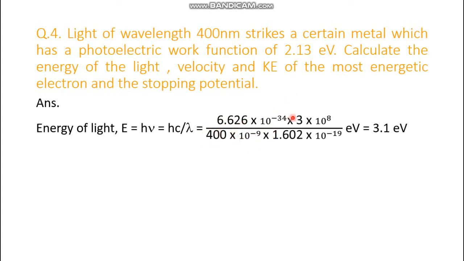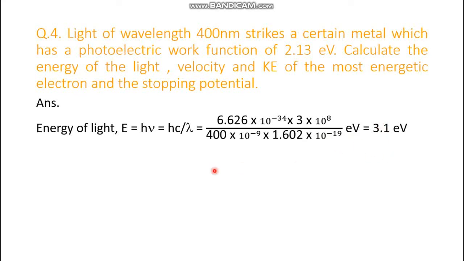Then we have to divide the whole value with 1.602 into 10 to the minus 19, because the energy was in joule. If you want to convert from electron volt to joule, you multiply with the charge of an electron. But if you do the reverse, that means from joule to electron volt, then you have to divide with the charge of an electron. So we are here dividing the whole result with the charge of an electron, and then it is converted into electron volt, and the result is 3.1 electron volt. So this is the energy of the light.